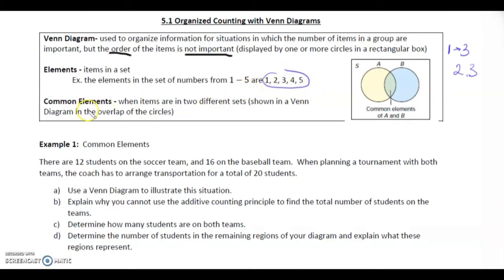And when we talk about common elements, these are items that are in 2 different sets in the Venn diagram. This is shown with an overlap of the circles. So we would have circle A, circle B, and in the middle would be the common elements, which is all the items in A and in B. That's the overlap.